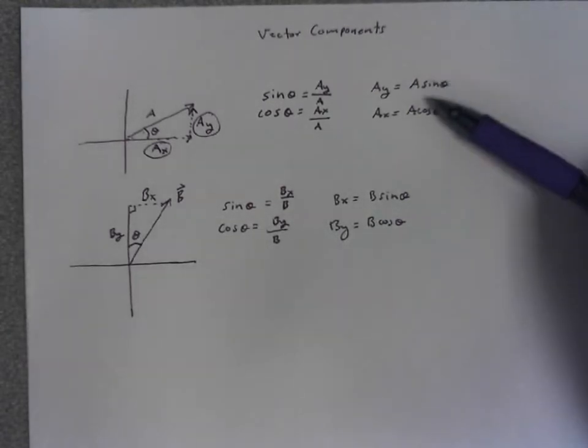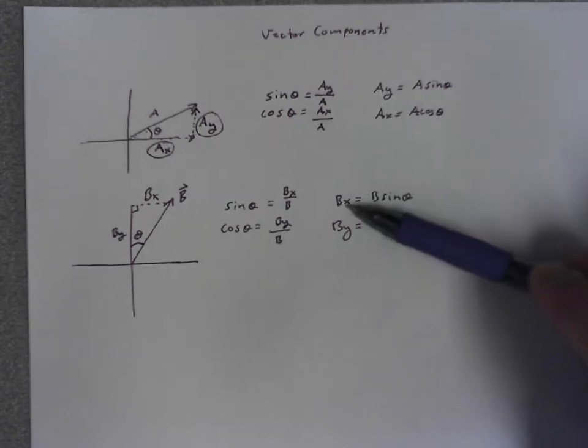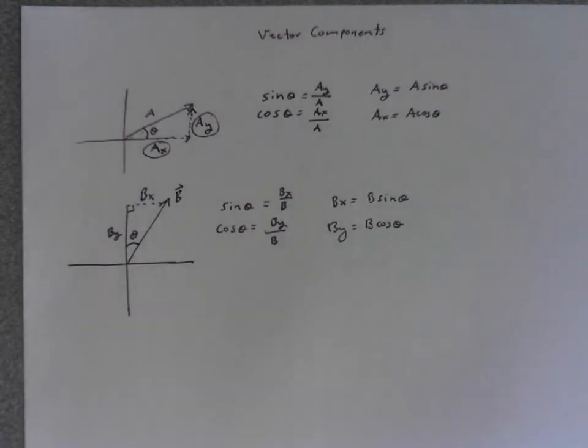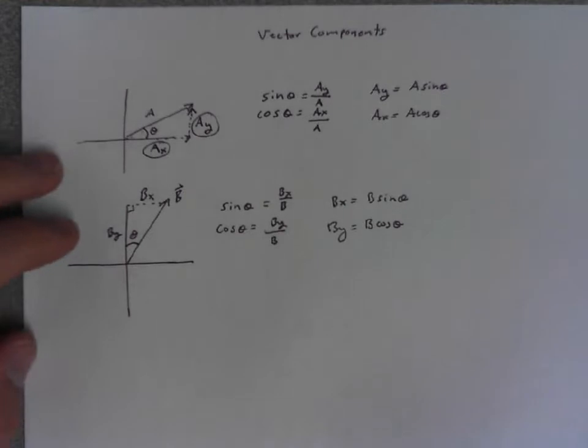All right, so notice here my AX I'm using cosine, but my BX here I'm using sine. So that's an example of how you can't just assume that your X component's always going to be cosine and your Y component's always going to be sine. Okay, so let's do an example.